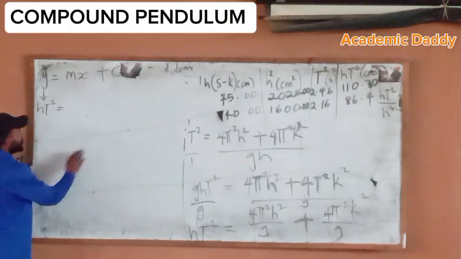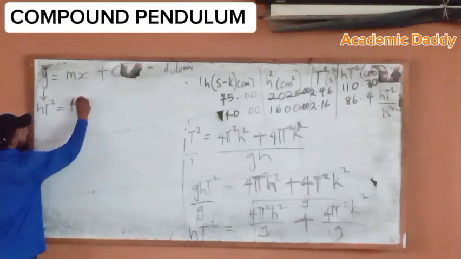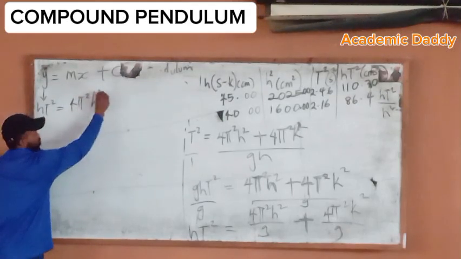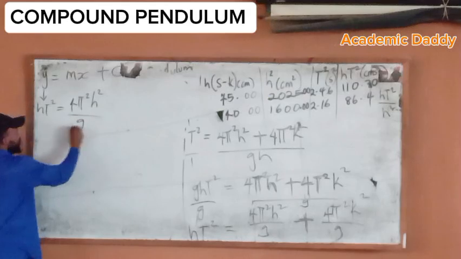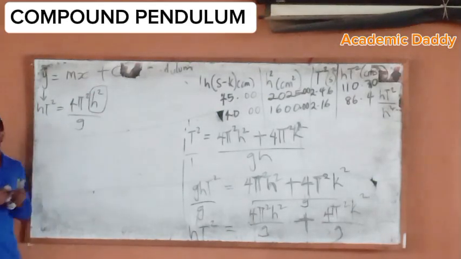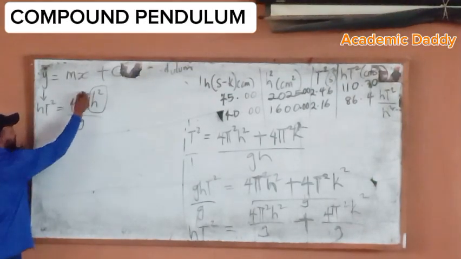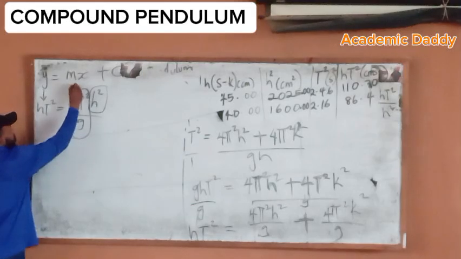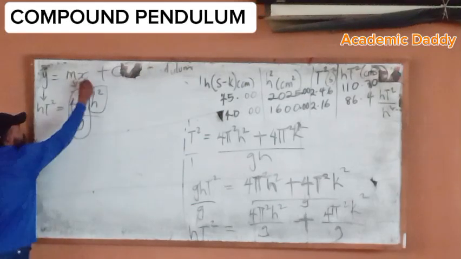Then equals 4 pi squared h squared all over g. Now notice something. When you plotted this graph, h squared is on the x side, which means this becomes your x, and everything here becomes your x.